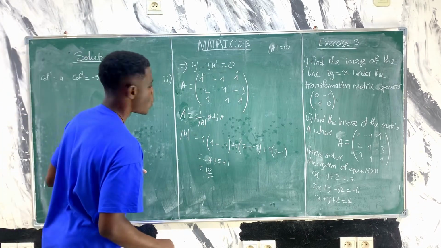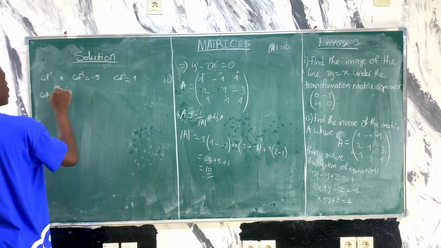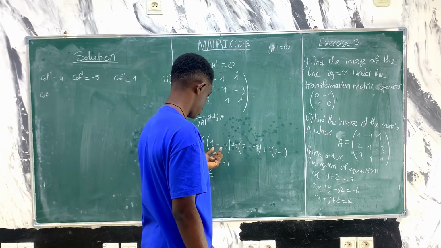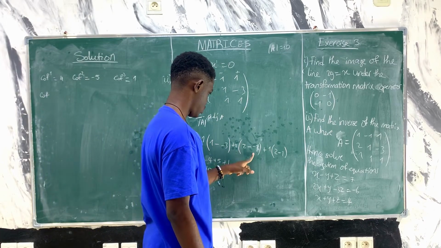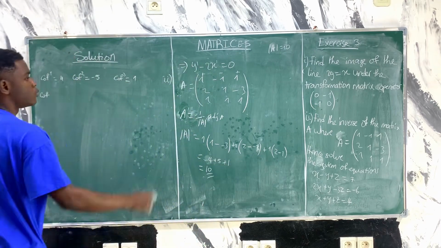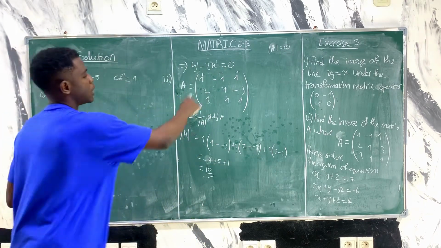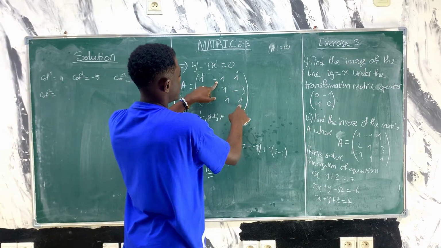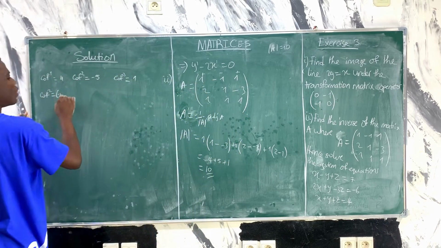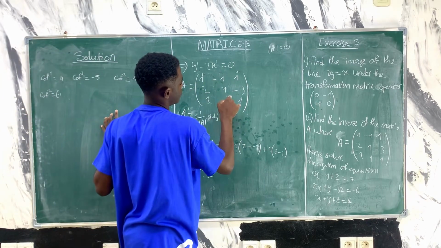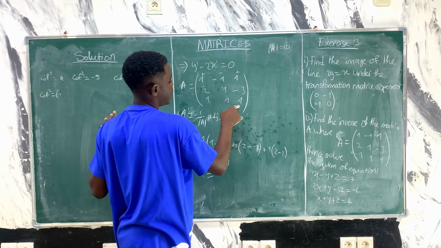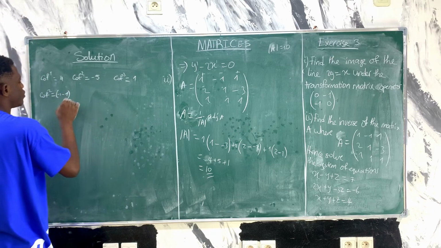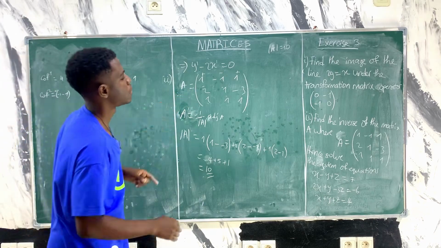Cofactor at 3 will just be 1 with the sign plus. So it's 1. So what is the cofactor at 2? You cancel here and you cancel here, you have minus 1. This sign is minus. You have minus 1 times 1, which is minus 1. Minus 1 times 1 is minus 1. With the minus behind, do not forget.